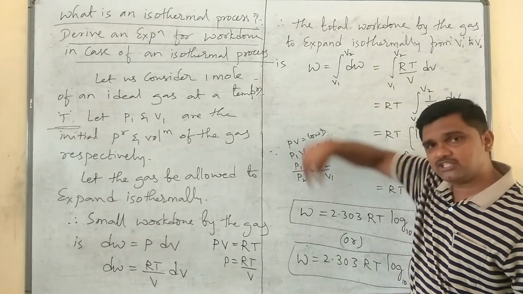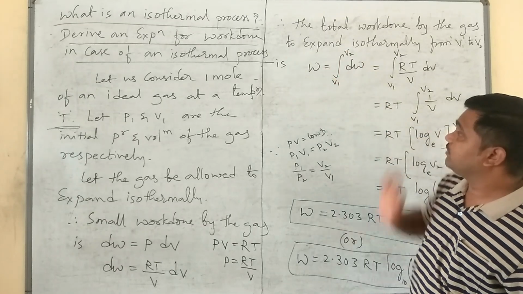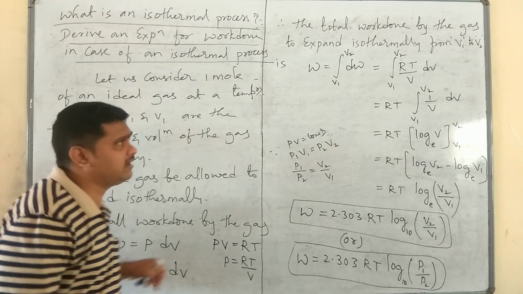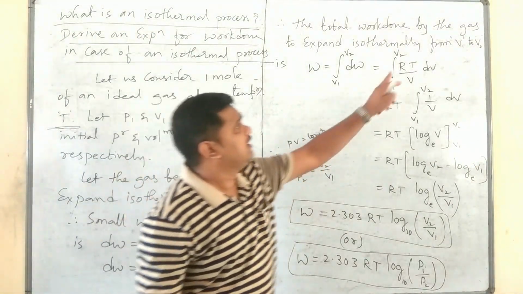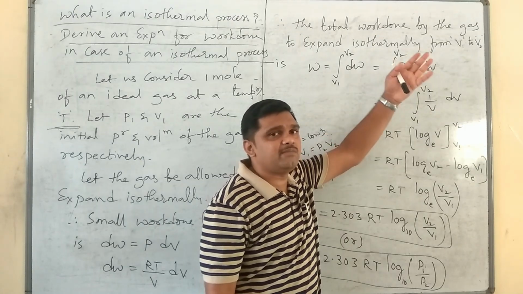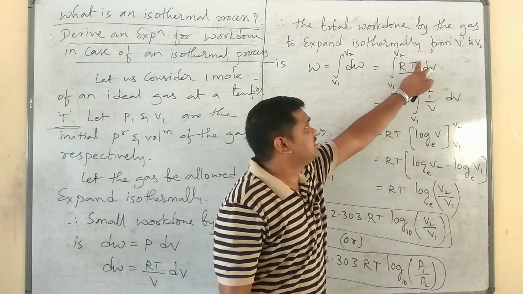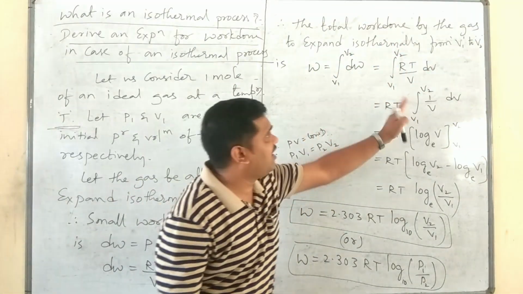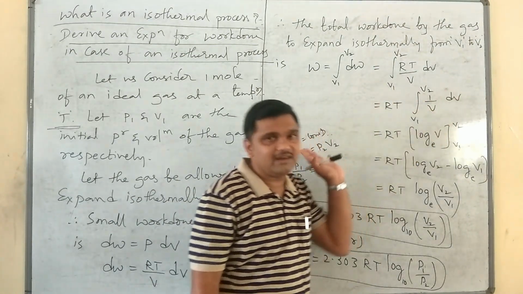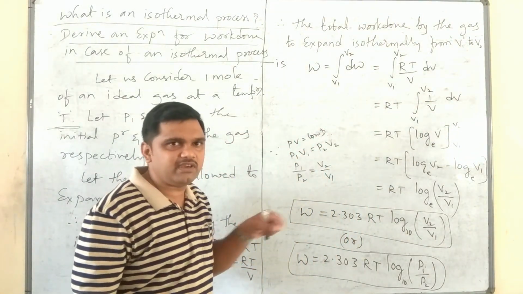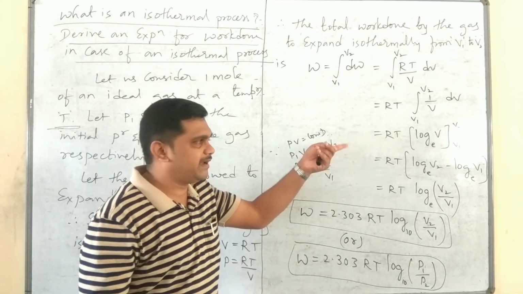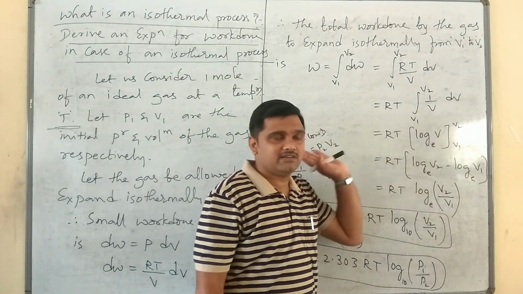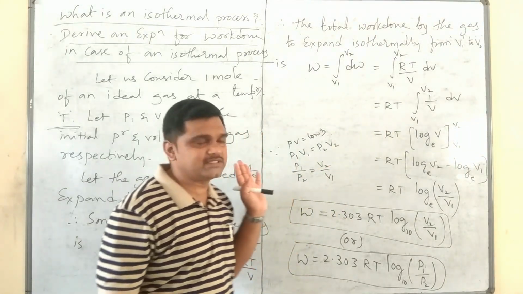W is equal to integration of dW within the limits V1 and V2. Next, the value of dW I will extract from here and substitute there. Here R is the universal gas constant, as the name itself indicates, it is a constant. Since it is an isothermal process, T is also constant, so take them out. RT integral 1 by V dV. If we integrate 1 by V, we get log V to the base e, where V2 and V1 are the upper and lower limits respectively.